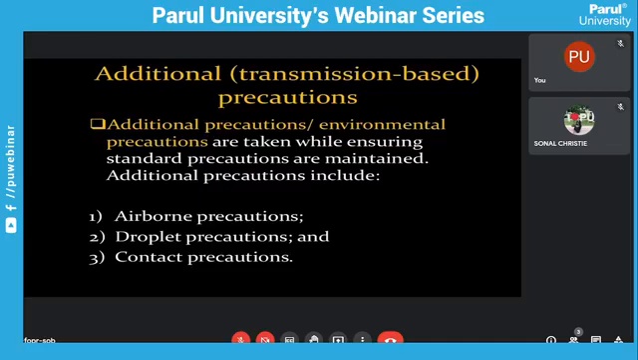Then second is through indirect transmission. It means when an infected person sneezes or coughs, that sends infectious droplets into the air. Then a healthy person inhales that infectious droplet directly in the eye, nose or mouth.